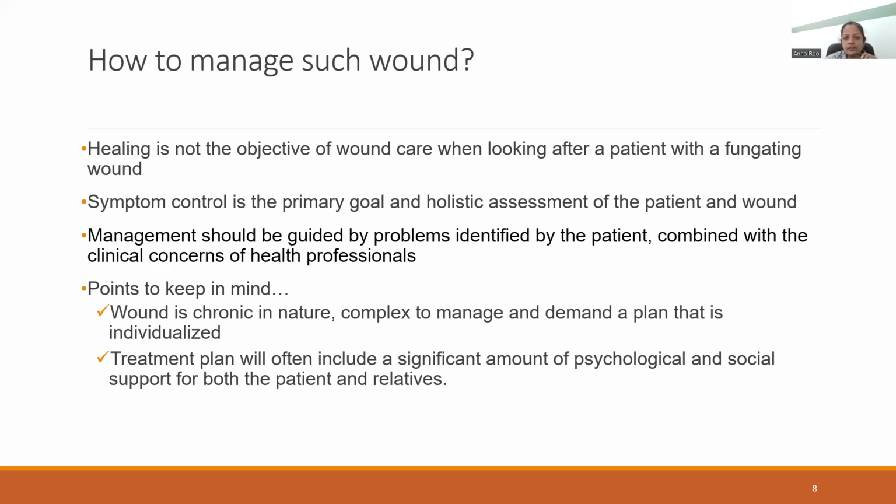So these are the points to be kept in mind. That the wound is chronic in nature. It will be a very complex wound. Okay, so many times management becomes also complicated. Okay, and it will demand a plan that is individualized. Okay, no two patients will be same. So as we have learned in our nursing, whenever we are giving care, any one problem should be looked into from the patient's point of view. We always ask the patient that because of this problem, what is happening to him? Okay, so no two patients will be same, and the treatment plan will also differ in that sense. Okay, and it will include a lot of psychological and social support from patient and relatives also.